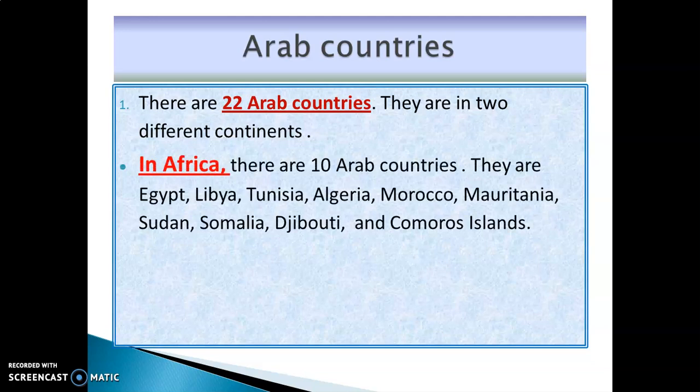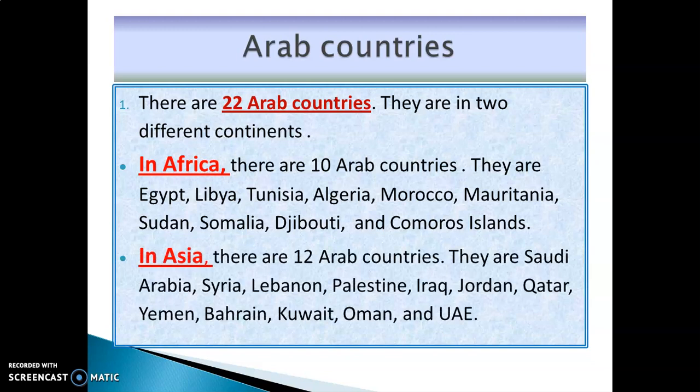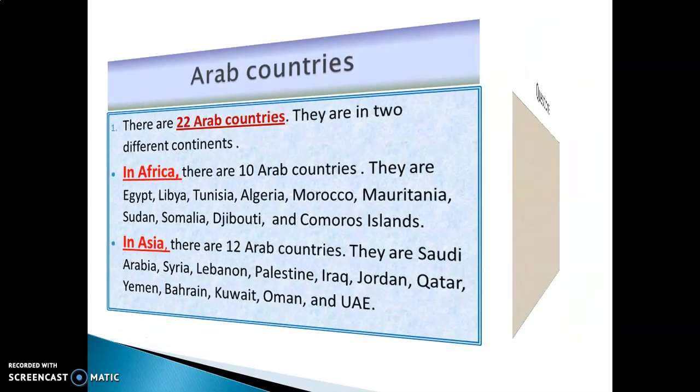In Africa, there are 10 Arab countries. They are Egypt, Libya, Tunisia, Algeria, Morocco, Mauritania, Sudan, Somalia, Djibouti, and the Comoros Islands. And in Asia, there are 12 Arab countries. They are Saudi Arabia, Syria, Lebanon, Palestine, Iraq, Jordan, Qatar, Yemen, Bahrain, Kuwait, Oman, and the United Arab Emirates. So we have 22 Arab countries, located in 2 different continents, in Africa and in Asia.